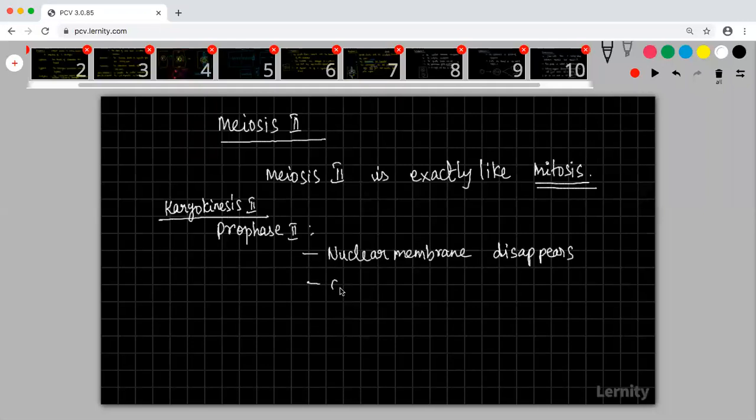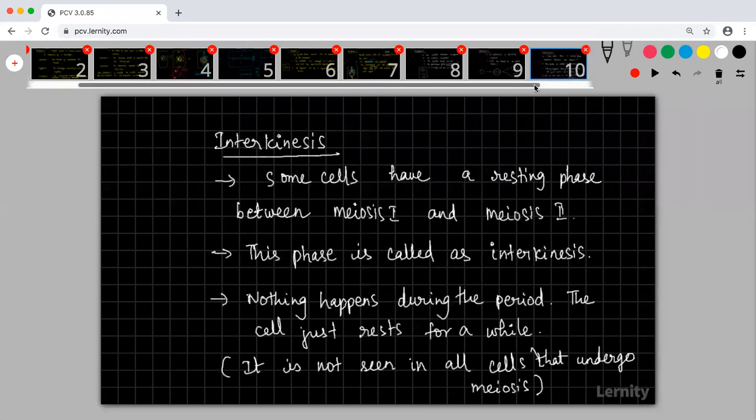Cell organelles... what happens to the chromatin reticulum? The chromosomes will not multiply. That is what I am trying to tell. Before meiosis 2, nothing will happen. In the interphase, multiplication will not happen. Multiplication has happened already.